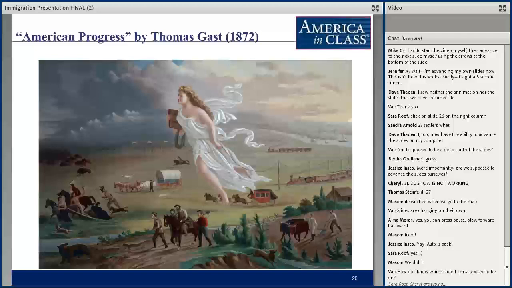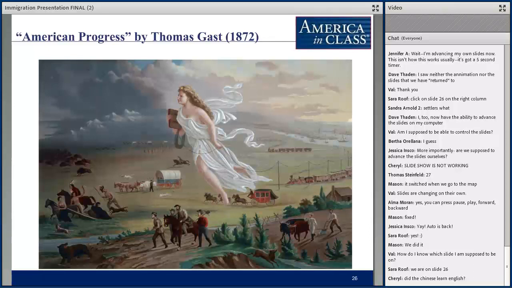Regardless of the passage of such laws, the fact that, say, the California Constitution prohibited Chinese persons from testifying against whites in a court of law, which means that they were subject to rampant violence and theft. Despite all of this, Chinese immigrants continued to come to California.